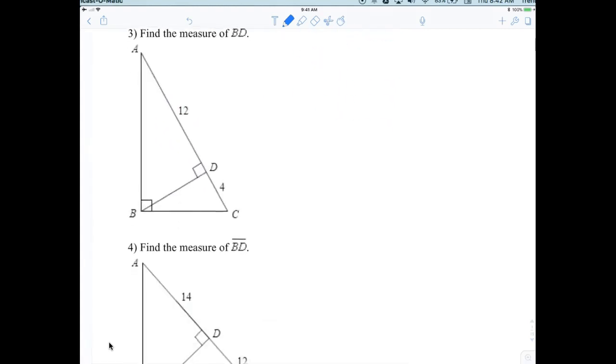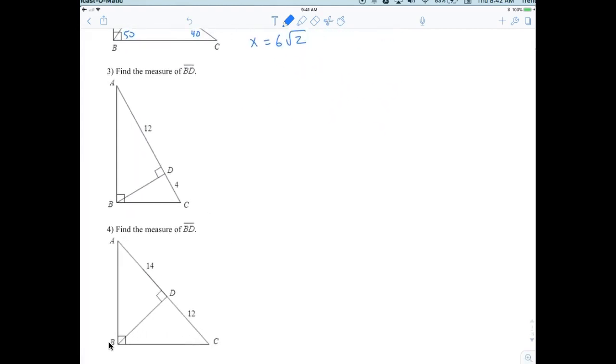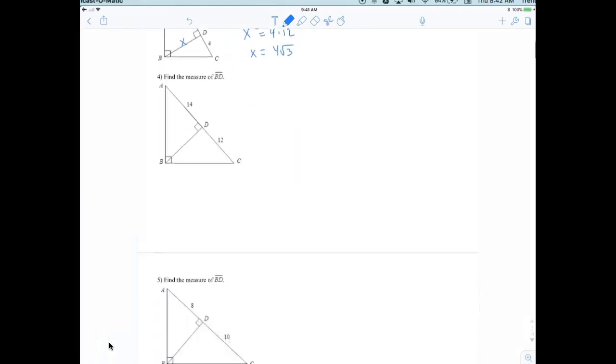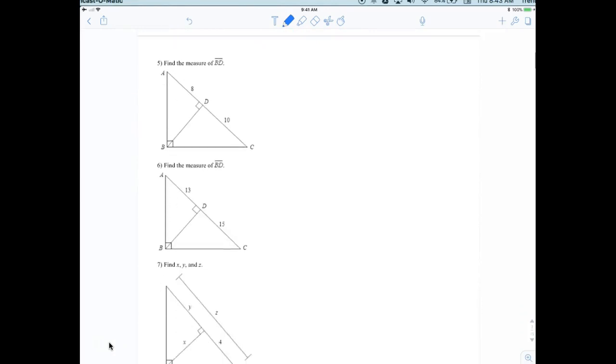All right. Here we go here. Again, finding BD. Same as problem number 1, actually, I think. So we're going to say X over 12, which is short leg to long leg, is equal to 4 over X. So X squared equals 4 times 12. So X is equal to 4 radical 3. You should be good. Everybody okay with that? All right, number 4, we got that one. Number 5 is the same.